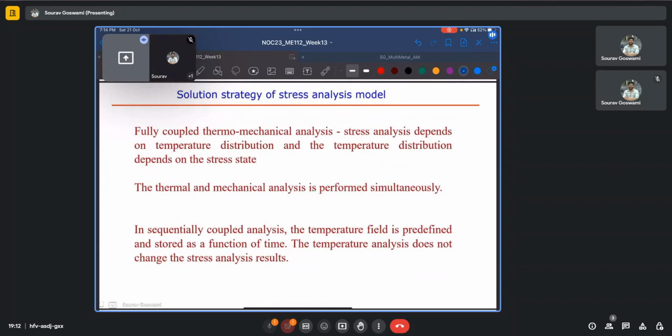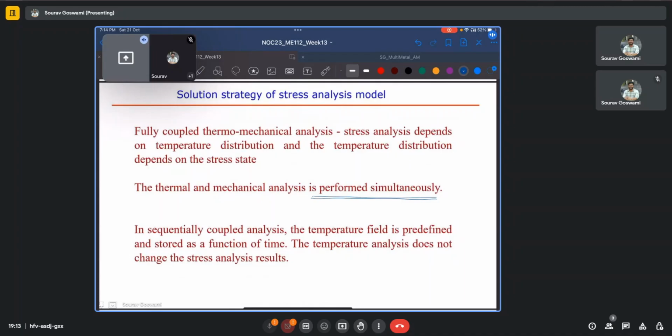The solution strategy for the stress analysis models is actually given here. So the fully coupled thermomechanical analysis can be performed where the stress analysis depends on temperature distribution and the temperature distribution itself in turn depends on the stress state. The thermal and mechanical analysis is performed simultaneously for each step, and thus we divide the total solution time into small steps or time increments. For each time increment, we calculate the thermal field and then the mechanical field or the stress field before progressing to the next time increment.